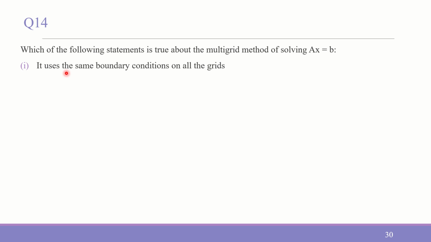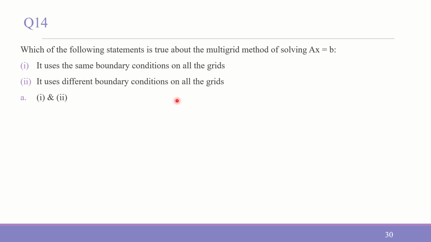First one, it uses the same boundary condition on all the grids. Second one, it uses different boundary conditions on all the grids. So we know that it uses the same conditions. We are not using any different conditions in the multiple grids. As we move from finer grid to coarser grid, we are not changing any boundary conditions. Similarly, we are using the same boundary conditions, same equations, same domain, everything the same.